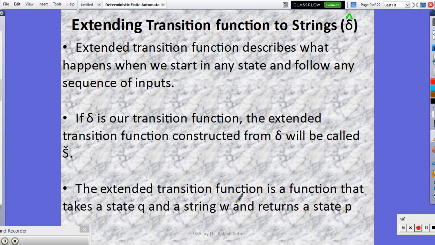So the extended transition function is a function that takes a state Q and a string W. So here we are inputting one state and a string, and then we are reaching some state.